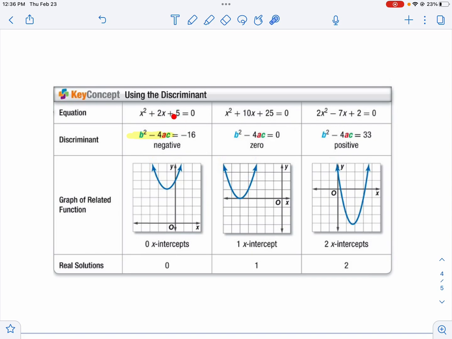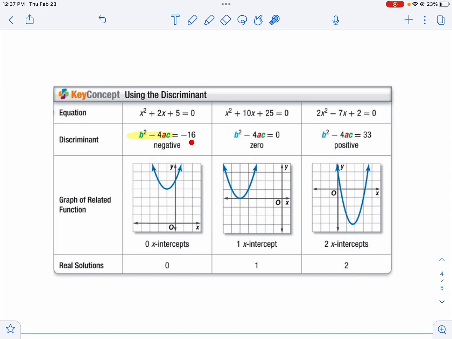Notice on this problem, if I graph it, it never crosses the x-axis. There are no solutions on this one. On this problem, when I graph it, it crosses it once. There's one solution on this one. And on this problem, it crosses it twice. How can I tell just by looking at the discriminant?